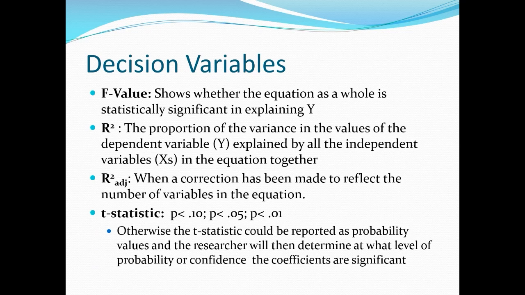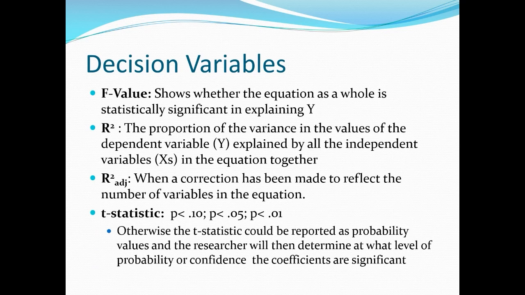Now, the statistics used as the decision variables include the F value, which shows whether the equation as a whole is statistically significant in explaining the dependent variable y. R squared represents the proportion of the variance in the values of the dependent variable y explained by all the independent variables, the x's, in the equation together.